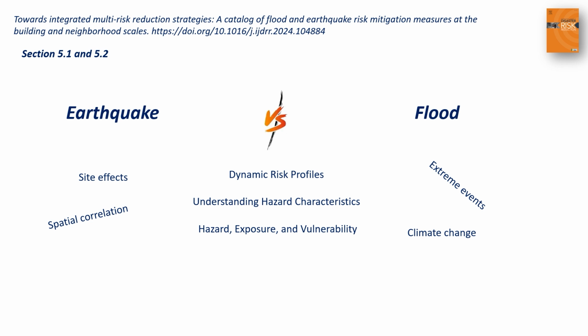In section 5, we provided a kind of comparative assessment of these two hazards and highlighted the differences in hazard, exposure, vulnerability, tail behavior, spatiotemporal changes, and correlations in the risk profiles. When we are dealing with both of these hazards, this understanding becomes crucial for sound decision making.